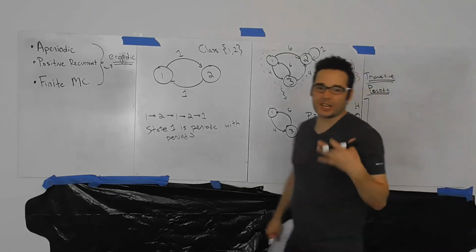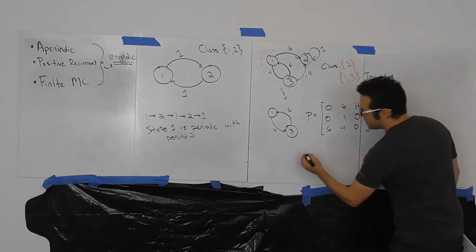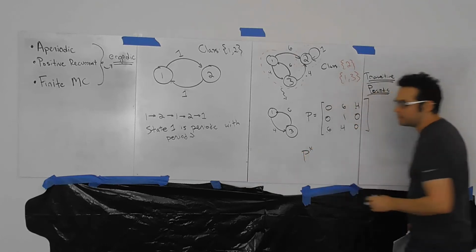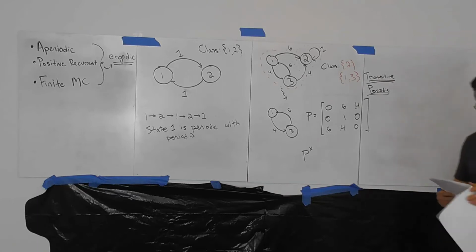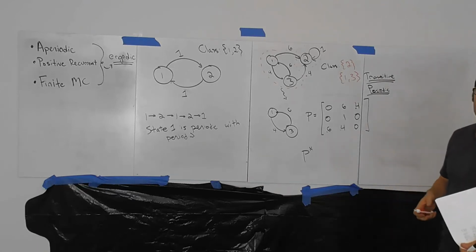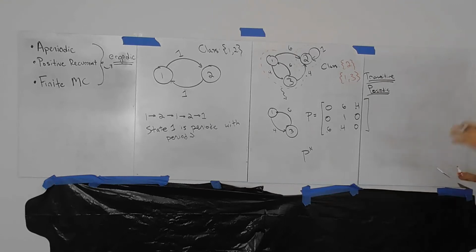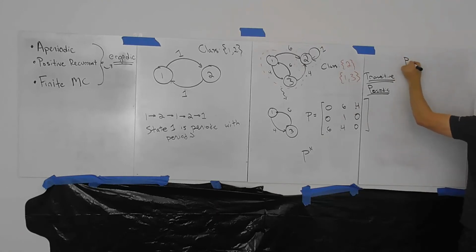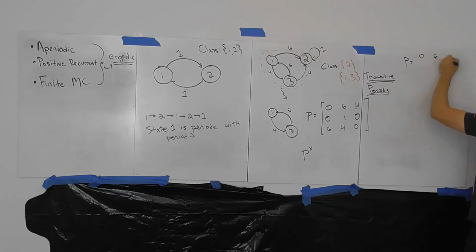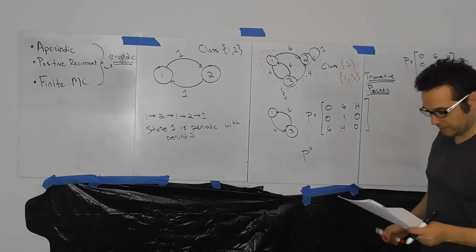The way that we're going to check periodicity is by taking this P matrix and raising it to the n power. And we're going to take it to the n power when n is equal to 1, 2, 3, 4, 5, and 6, and so on. All right, so let's do that. We already have P to the first, but I'll write it down again: 0, 0.6, 0.4, 0, 1, 0, and 0.6, 0.4, 0. Right. So this is going to be our P matrix.